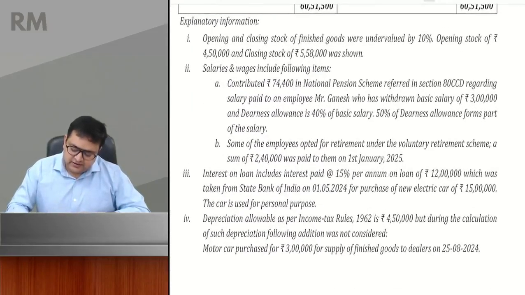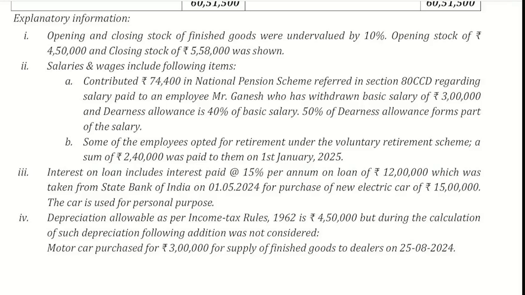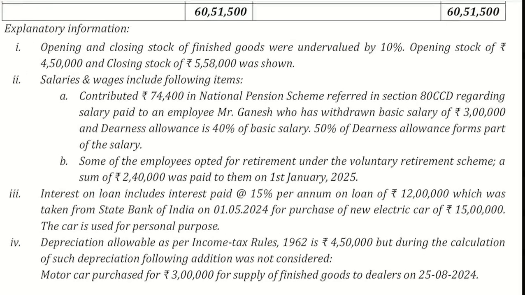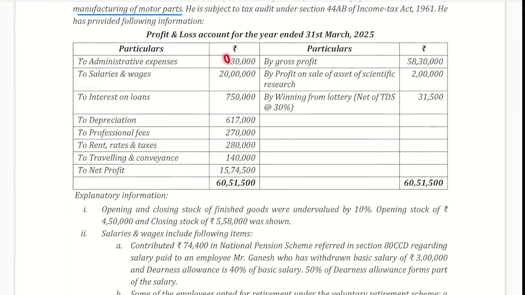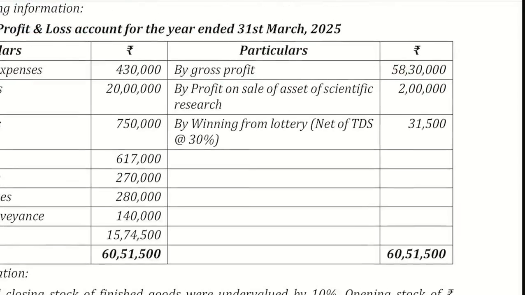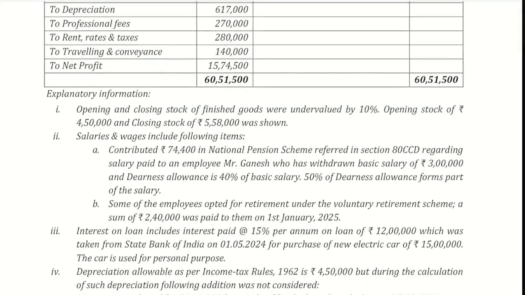Now, the information. Opening stock and closing stock of the finished goods were undervalued by 10%. So we understand how we will be dealing with this. Opening stock or closing stock is undervalued. Although they have not given the opening stock or closing stock over here, because they have directly started with the P&L account, they have started with gross profit. They have not given me the trading account. Anyways, doesn't matter. But they have given me the value of the opening and closing stock. So we will adjust accordingly.